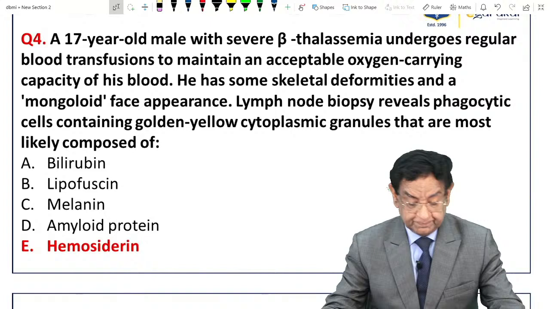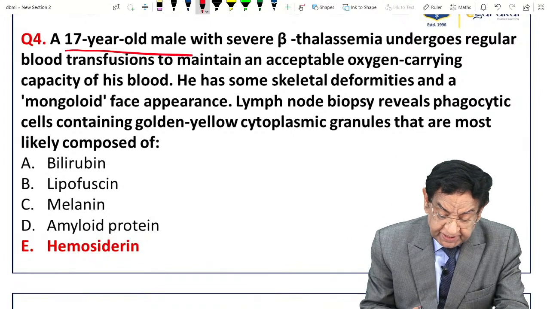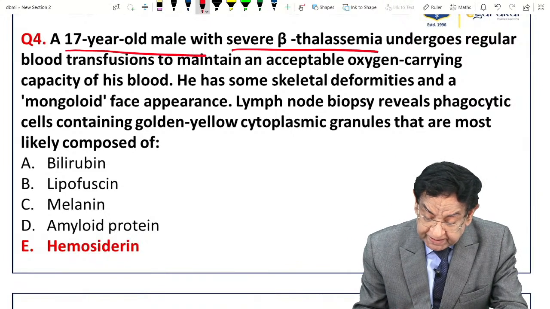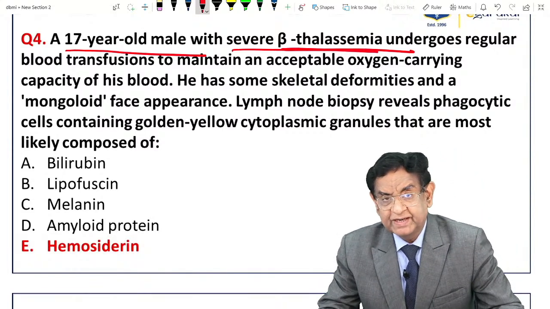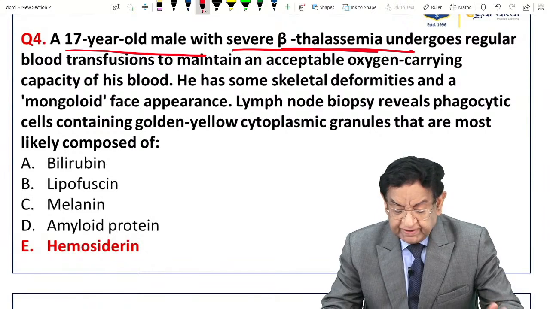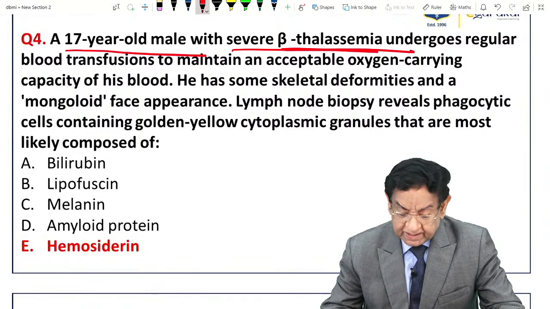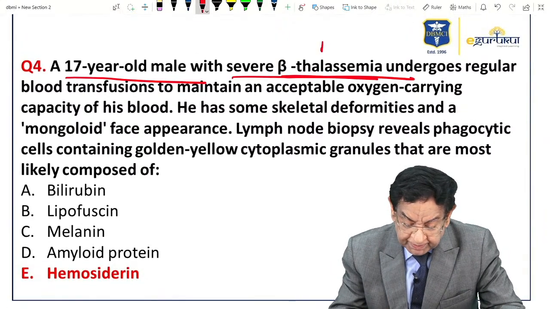Question number four. We are given a 17-year-old male with severe beta thalassemia. One more thing I'd like to clarify. He says severe beta thalassemia. It is understood that he's talking about major.